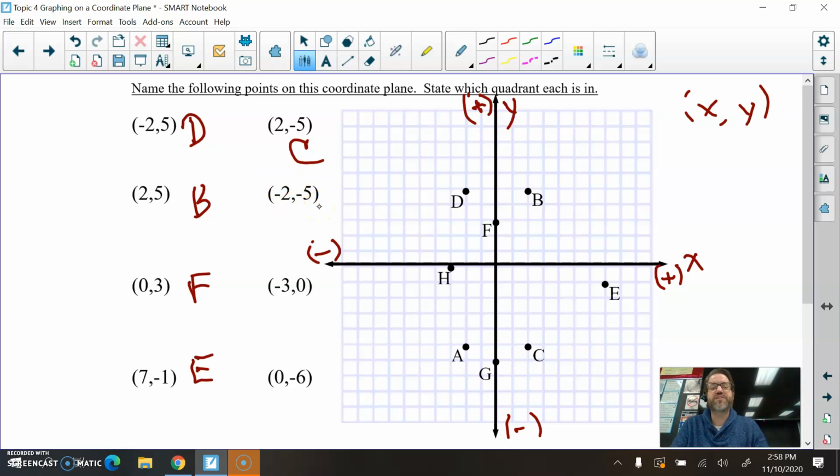Negative 2, negative 5, my next point. Both numbers are negatives. When that happens, it's going to end up being in quadrant 3 over here. We go 2 to the left, we go 5 down. So 1, 2 to the left, and then down 5, and we have an A there.